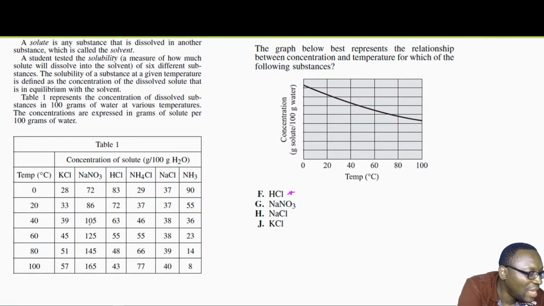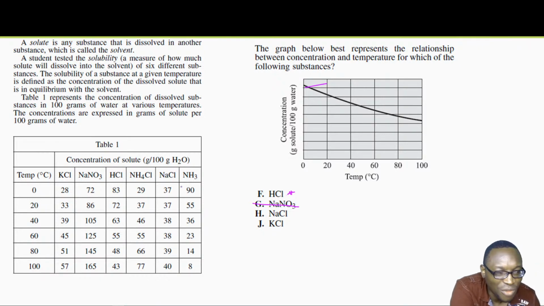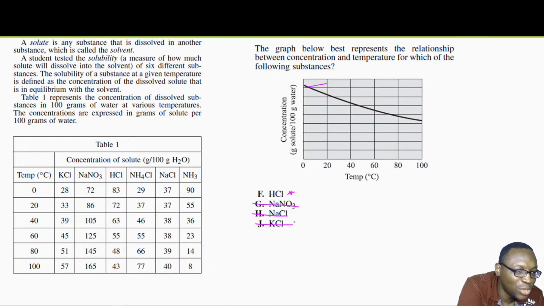Then we look at NaNO3, which is this one right here. At 0, you have 72, which you could say, okay, maybe that's close enough. But at 20, you have 86, so it should go up. So that is not going to work. NaCl, you have 37, 37. So you can see here that nothing really changes. So you should have more of a straight line. So this isn't going to work. And then KCl, you have 28. You have an increase, but this shows a decrease. So this isn't going to work. So this is your answer.